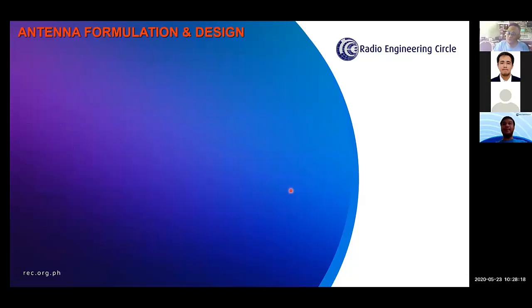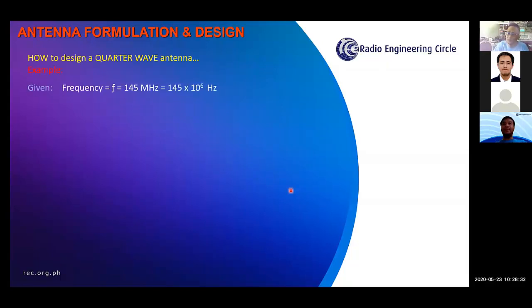So, formulation design, ito yung sinasabi ko sa inyo. Napaka-importante sa antenna. How to design a quarter wave antenna? Doon muna tayo sa basic, quarter wave antenna. Puprove muna. Sample, ang frequency, ano ba ang center frequency? From 144 to 146 MHz. So, yan is 145 MHz.